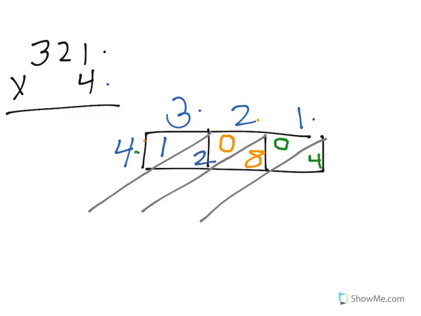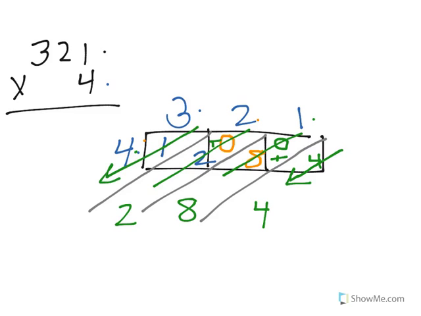The next thing is to add the numbers that are between the gray lines. So we're adding at a diagonal. Right now 4 is by itself, so we bring down the 4. Then we have an 8 and a 0. I'm going to add 8 plus 0, which gives me 8. Then I'm going to add 2 plus 0, which gives me 2. And then I have 1 by itself, so I bring down the 1. 321 times 4 would be 1,284.